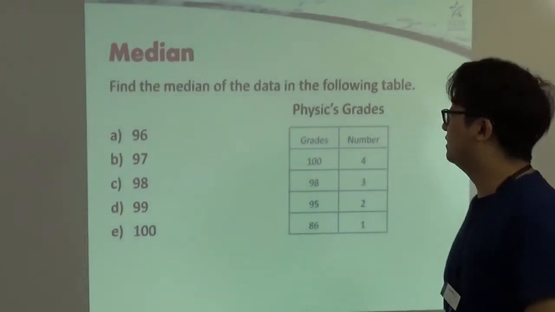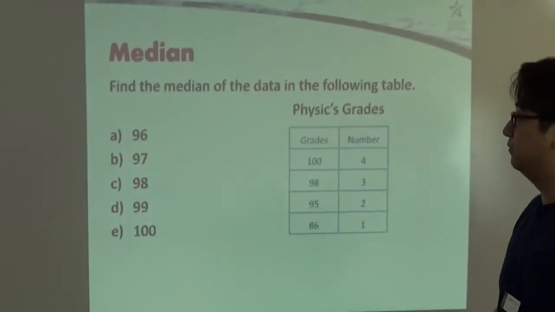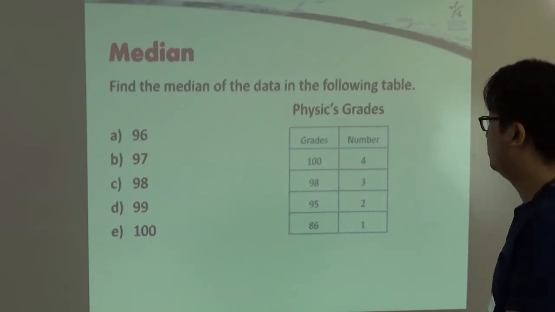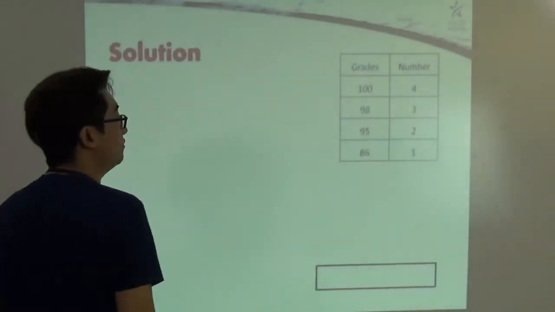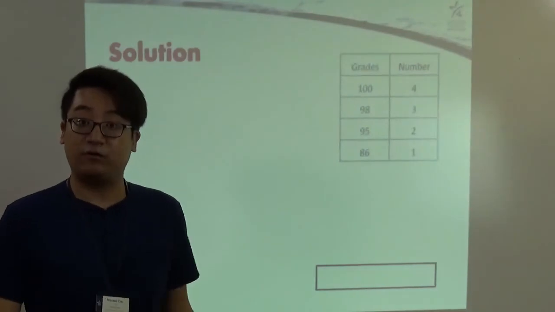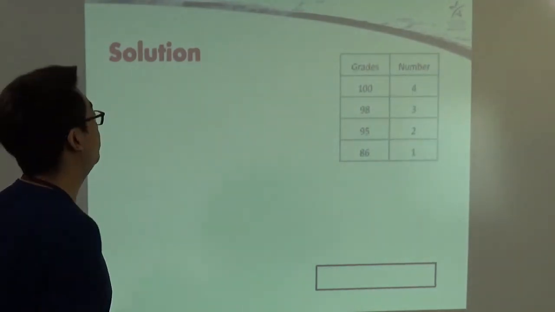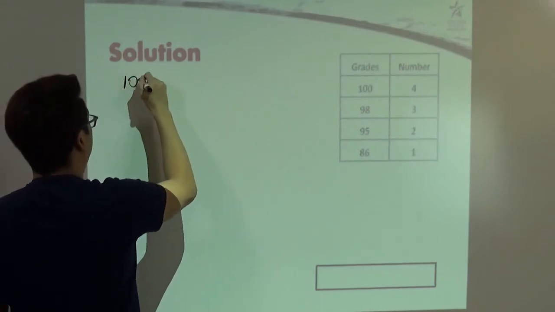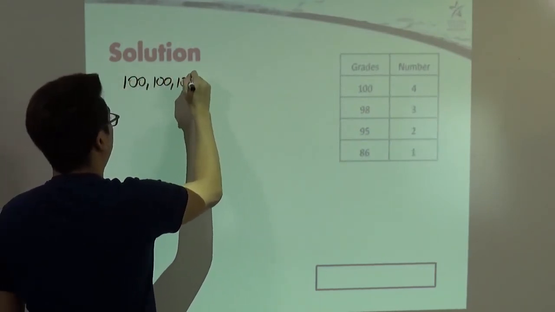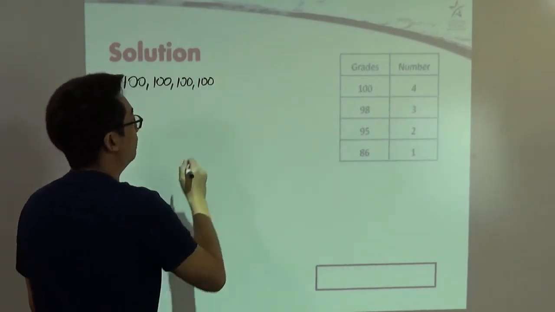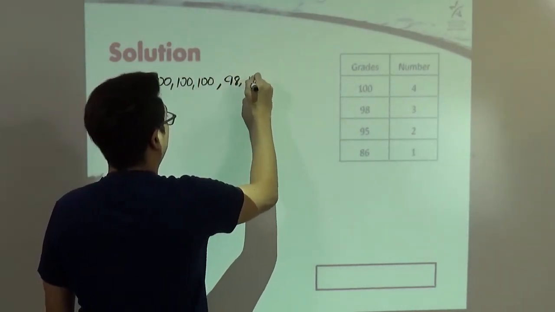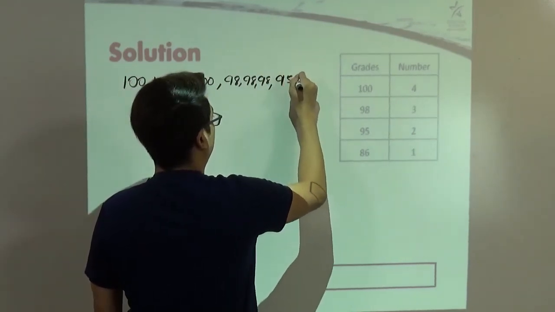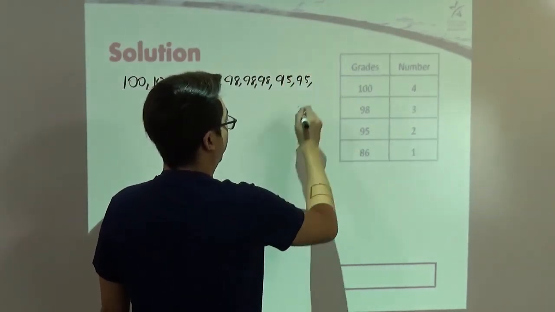And the last one of these, we're still talking about the same set of data, but this time the median, right? So find the median of the data in the following table. What you do is order them in ascending or descending order, so greatest to least or least to greatest. Since it's written like this, let's order from greatest to least. So we have four 100s, three 98s, two 95s, and then we have one 86.